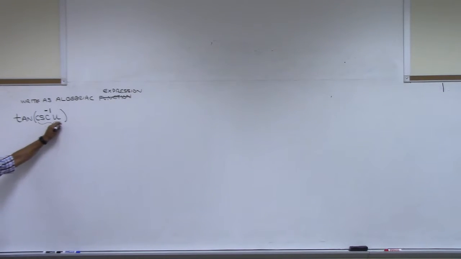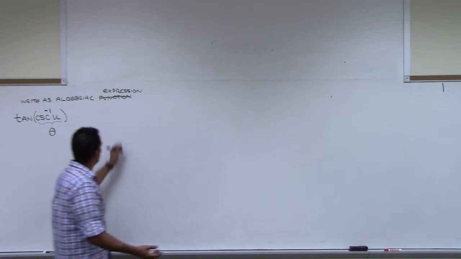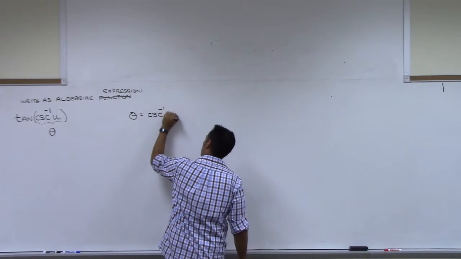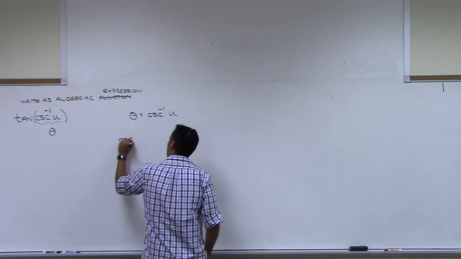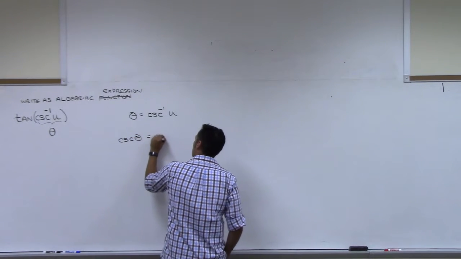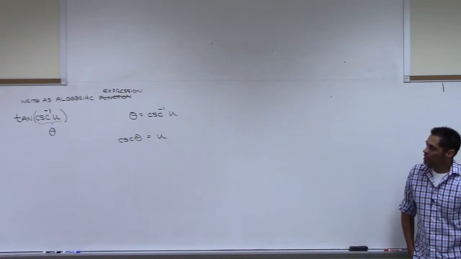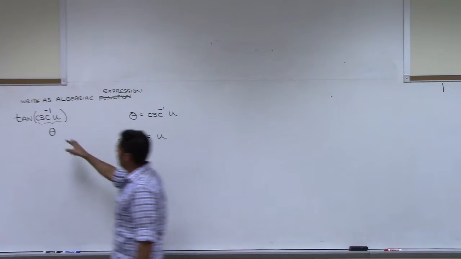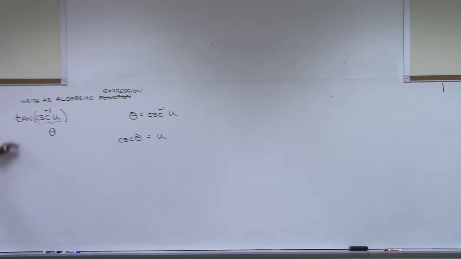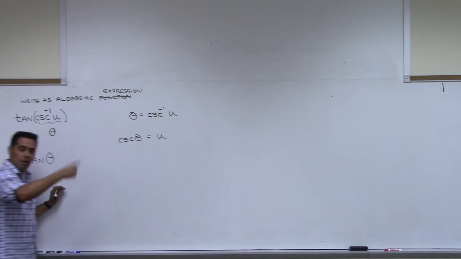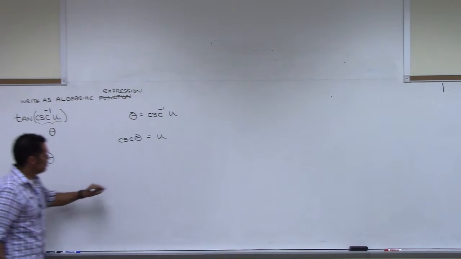This in here returns to us an angle, right? So we call it theta. And then over here we write theta equals arc cosecant of u. And then we take cosecant on both sides, and we get cosecant theta is u. Okay? Now, what is it that we really want? Since we rewrote this and called this theta, what we really want over here is tangent theta, right? So we would like to know what tangent theta is. I know what cosecant theta is. Cosecant theta is u. So I'm going to draw my reference triangle here.